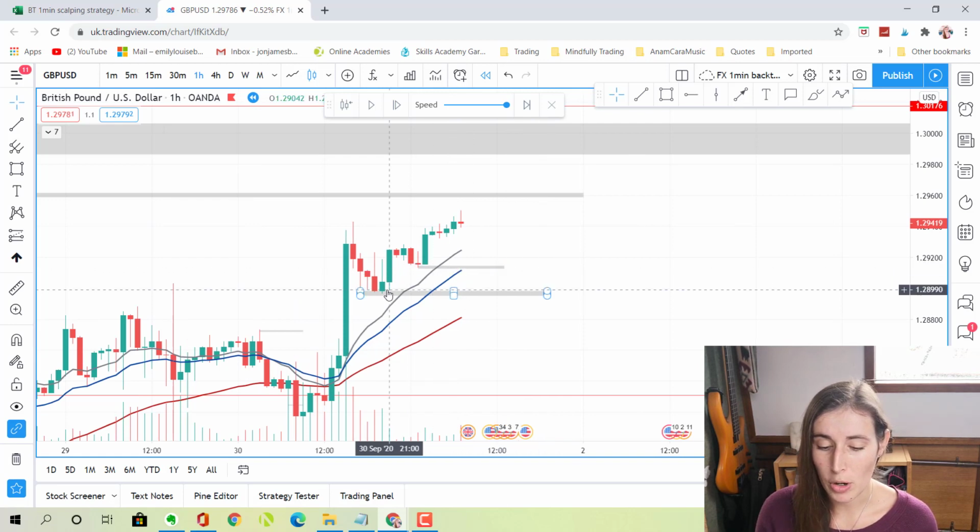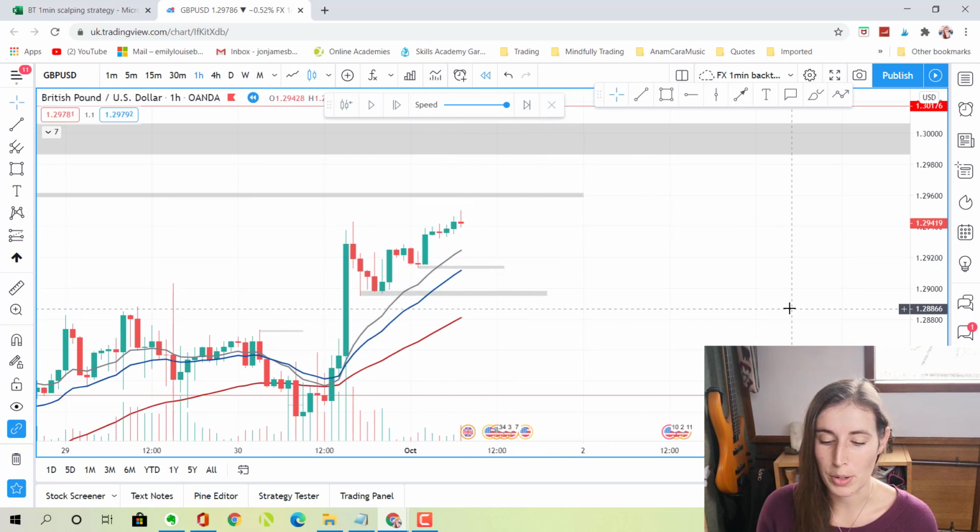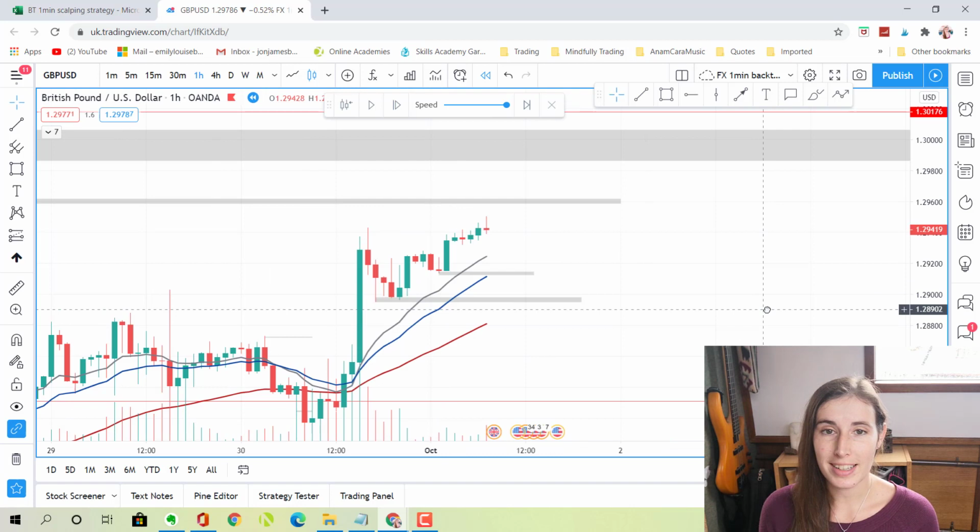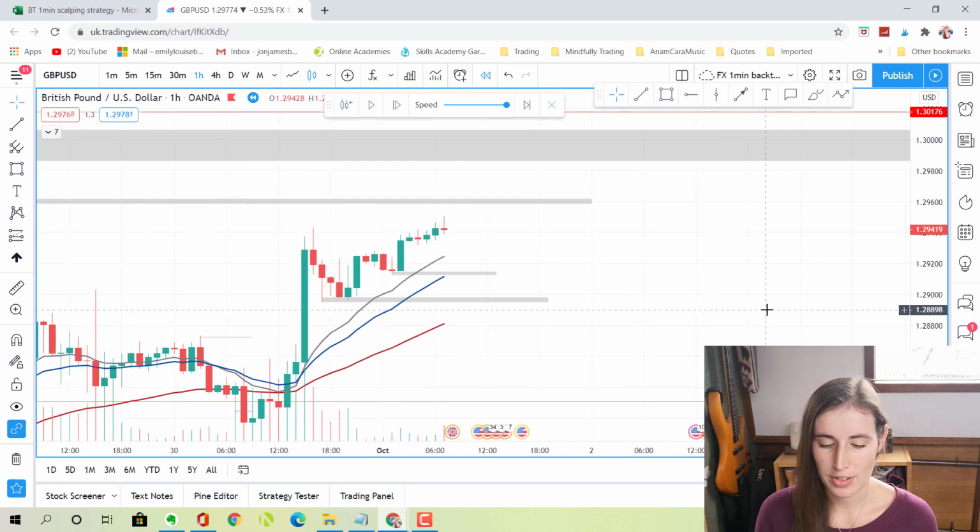I'm relying mostly on price action, as you can see from these points that I've marked on the charts. But still, I like to use the moving averages on the strategy for that added area of confluence to help me to make a decision for trading opportunities.